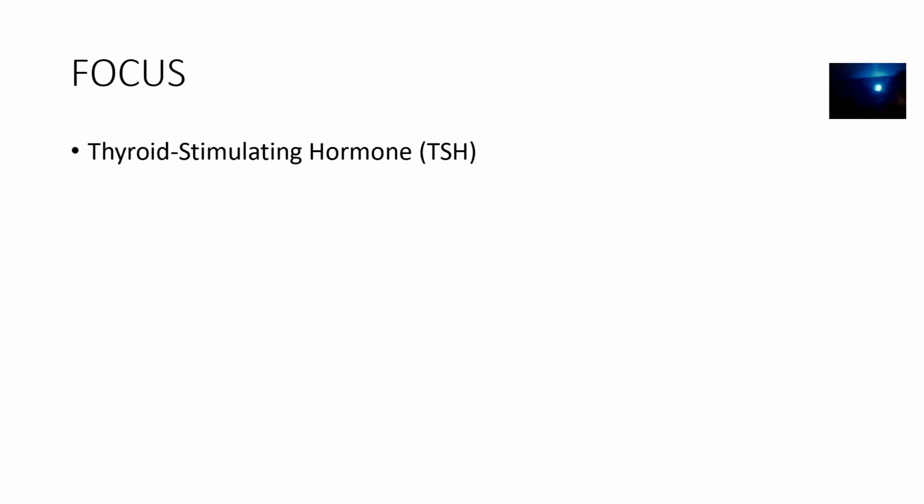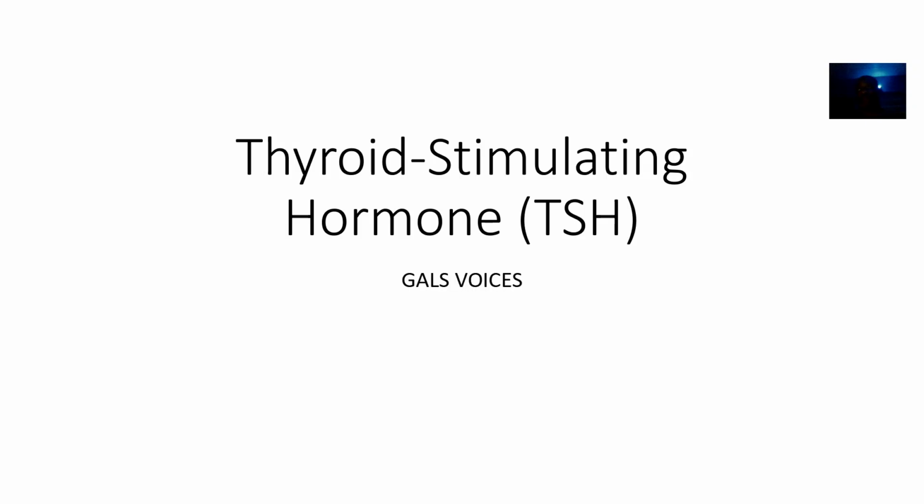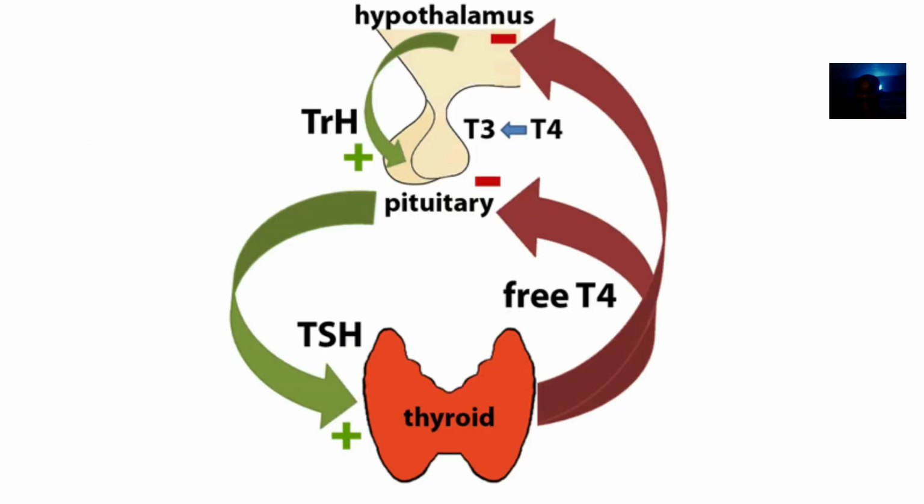So the next hormone we'll be talking about is the thyroid stimulating hormone. We're going to talk about the physiology of the thyroid stimulating hormone, its functions, what could make the thyroid stimulating hormone low, what could make it high, and all of that.